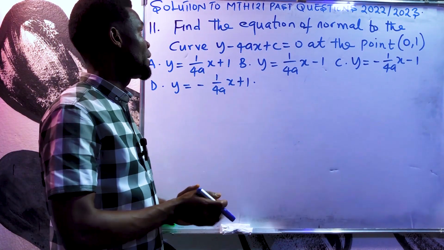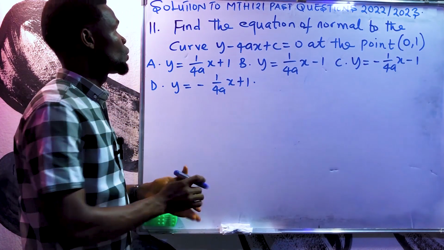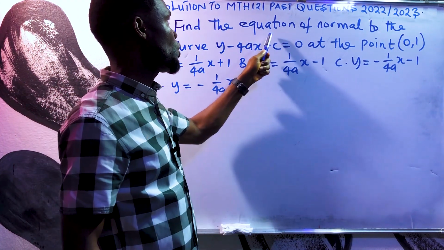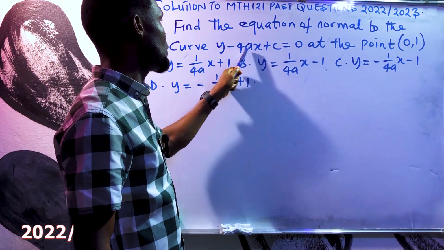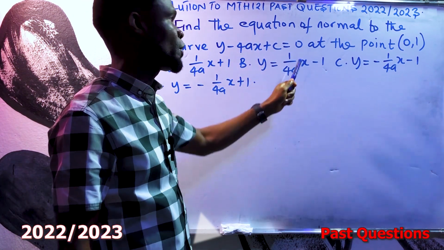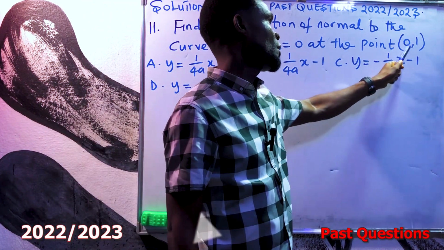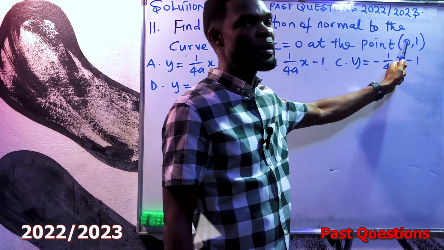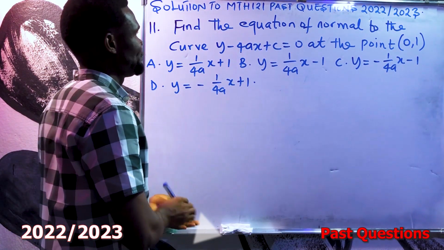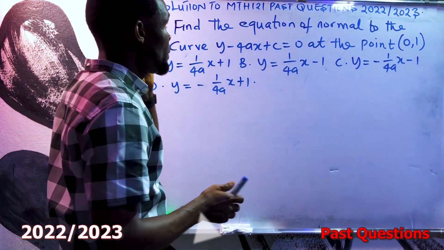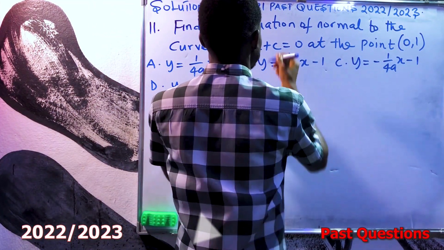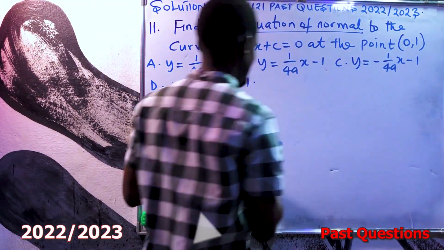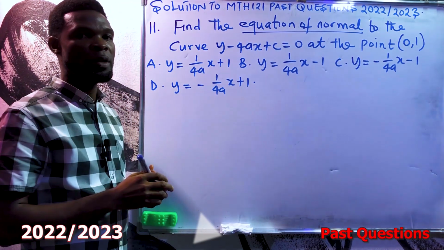Okay, this is number 11. The question says, find the equation of the normal to the curve y minus 4ax plus c equals 0 at the point (0, 1). So these are the coordinates. Now remember, the question says we should find the equation of the normal. So that is very, very important.